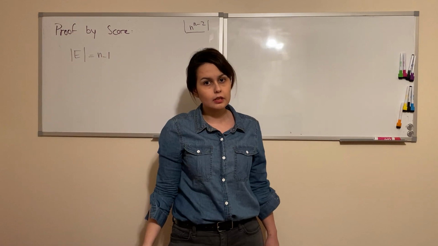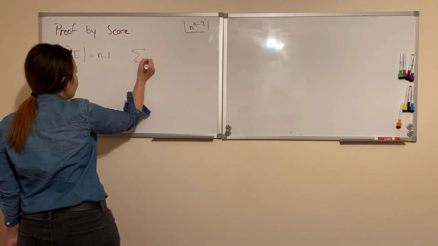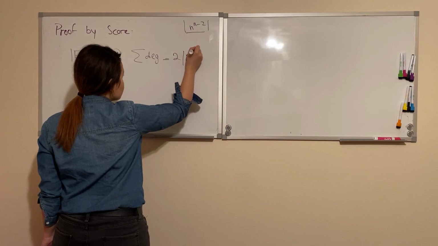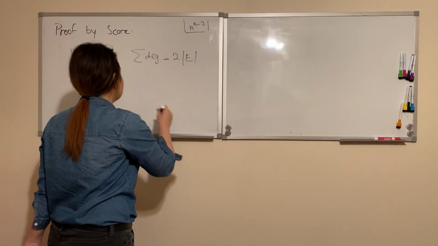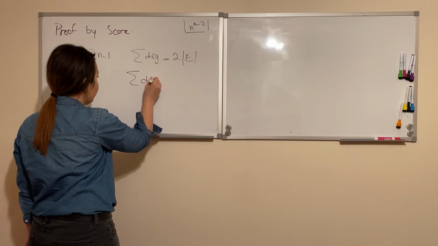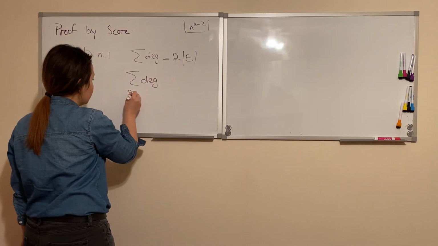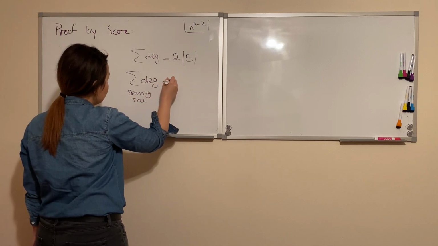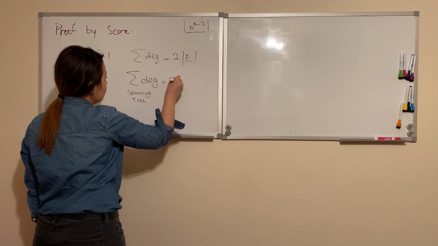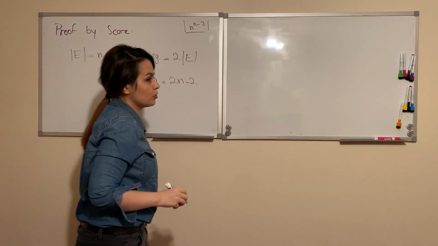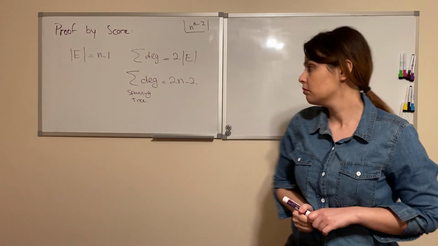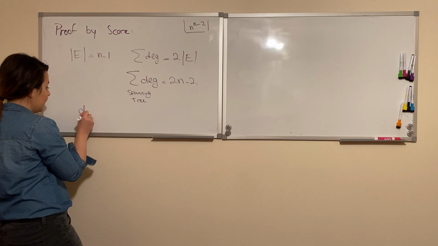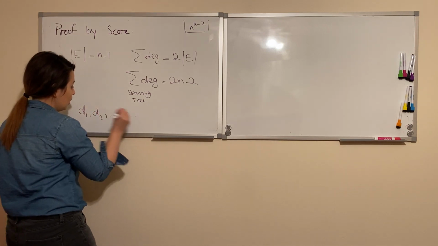And by the handshaking lemma, we know that the sum of degrees is equal to 2 times the size of the set of edges, which means that the sum of degrees of the spanning tree is equal to 2 times n minus 1, which is 2n minus 2. So we have a sequence of degrees, right? Each of those nodes, 1 to n, has a degree.